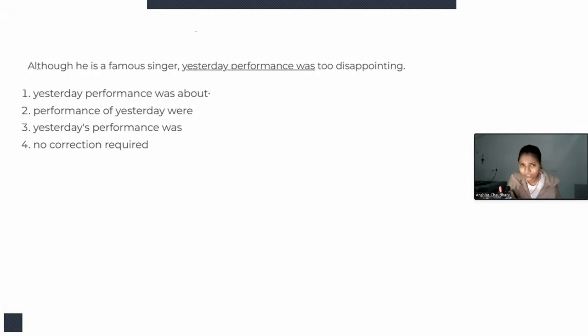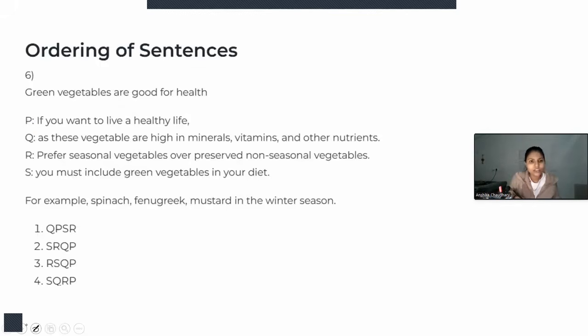Although he is a famous singer, yesterday performance was too disappointing. Although he's a famous singer, but yesterday performance, what yesterday performance? Yesterday's performance, right? Yesterday's, with apostrophe s, should come because we are talking about the performance which was performed yesterday, right? So yesterday's performance will be the correct answer. I hope it is clear to you, right? So I think we have done all the questions.